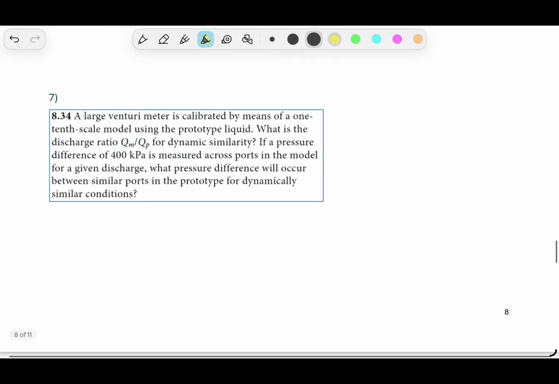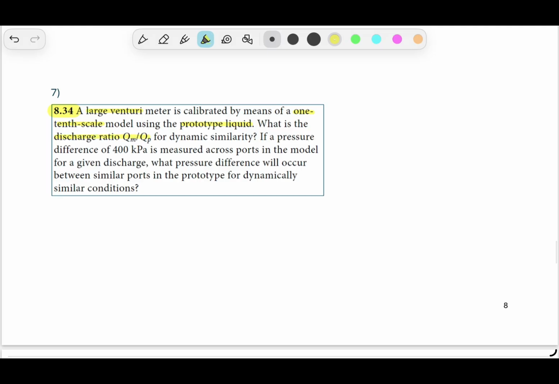This is question 7, 8.34. So we have a large venturimeter and it is calibrated by means of a 1/10 scale model using the prototype liquid. So what is the discharge ratio QM over QP, which is model over prototype for dynamic similarity? If a pressure difference of 400 kilopascal is measured across ports in the model for a given discharge, what pressure difference will occur between similar ports in the prototype for dynamically similar conditions?